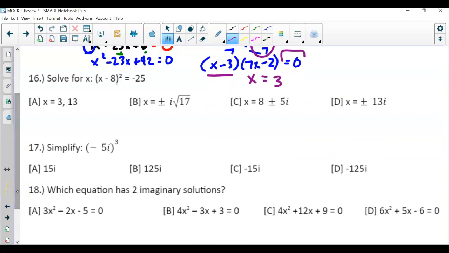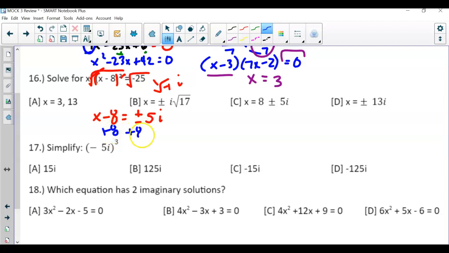Question 16. Now, notice how the power is outside of the parentheses. So I cannot add 8 yet because of my exponent. I need to first take the square root. So now that exponent is gone and I've got x minus 8 is equal to the square root of negative 25. So I know because I've got the square root of negative 1 here, that I need i. So that's why here I've got plus or minus 5i. Then now add 8 to both sides. But can I combine 8 and 5? No, because they're not like terms. That's why the answer is C.